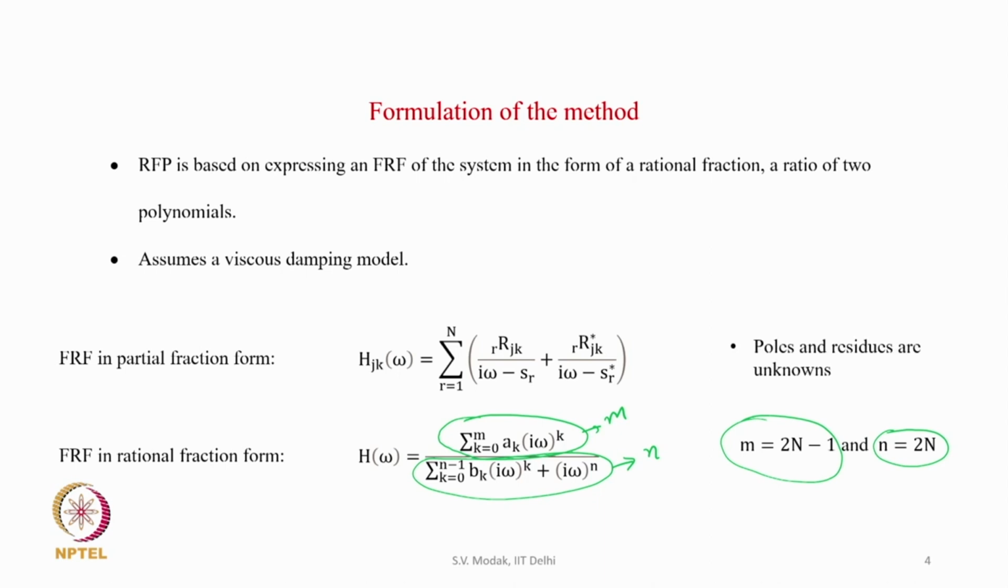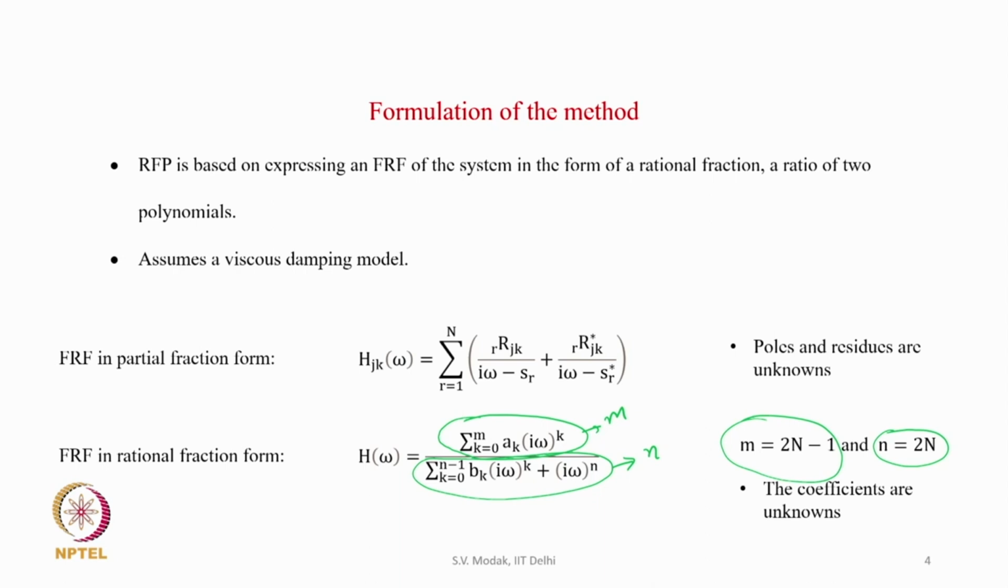So, in the partial fraction form, the unknowns are the poles and residues. If the FRF is measured, then the variables on the right hand side, which are the poles and the residues, which are basically related to the model parameters of the system, are the fundamental unknowns. But in case of the rational fraction form, on the right hand side, the unknown quantities are the coefficients in the denominator and the numerator polynomial.